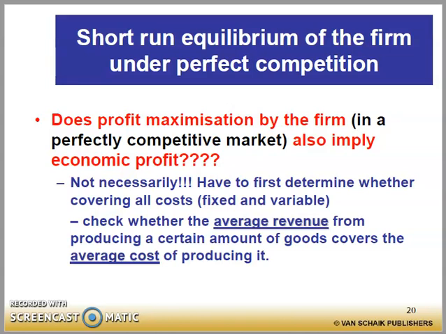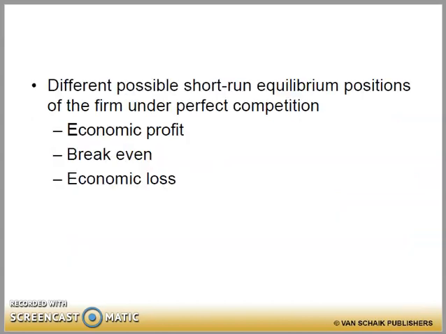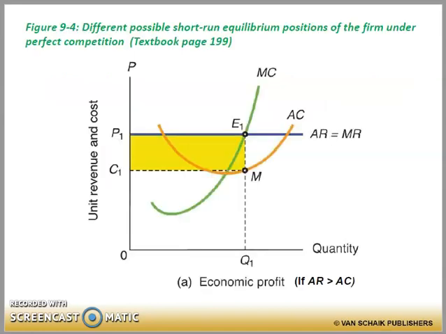And if you can recall from chapter 8, the normal profit is included in the firm's cost. So we are going to look at the different possible short-run equilibrium positions of the firm under perfect competition. So we'll look at the economic profit, break-even, as well as economic loss. So this figure represents the economic profit.